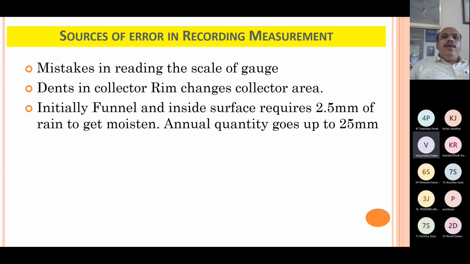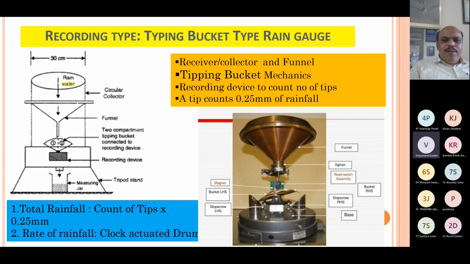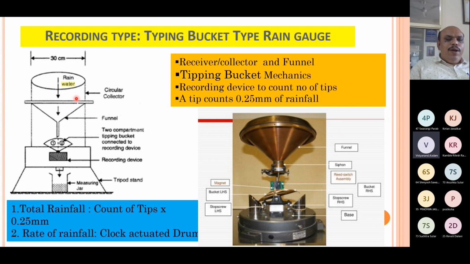Next, the funnel and inside surface initially require 2.5 mm of rain to get moistened. So what is this third point? We know the construction of any type of rain gauge. It has a circular collector. So here we can see this circular collector. Consider the inside surface of this circular collector and the inside surface of the funnel.